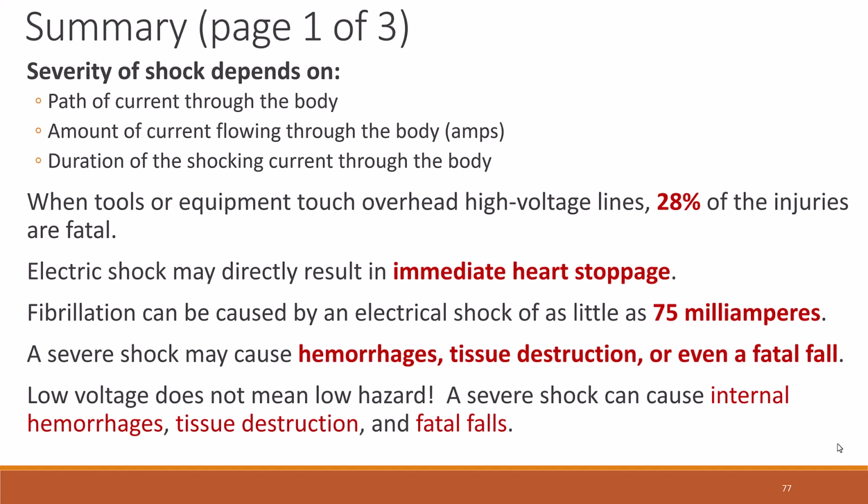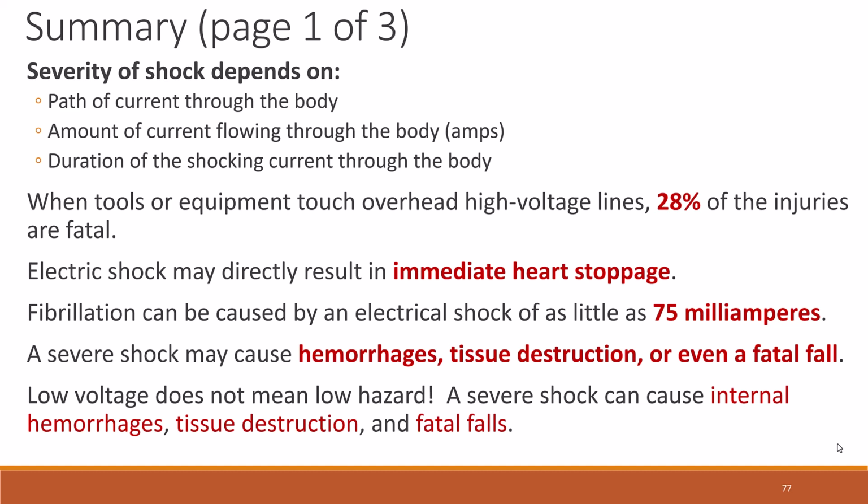So the severity of the shock depends on the path of the current through the body. Remember that. We talked about that. The amount of current flowing through the body in amps. The duration of the shocking current through the body. Of course, that matters more if it's low current. If it's a very high current, the duration will not matter.